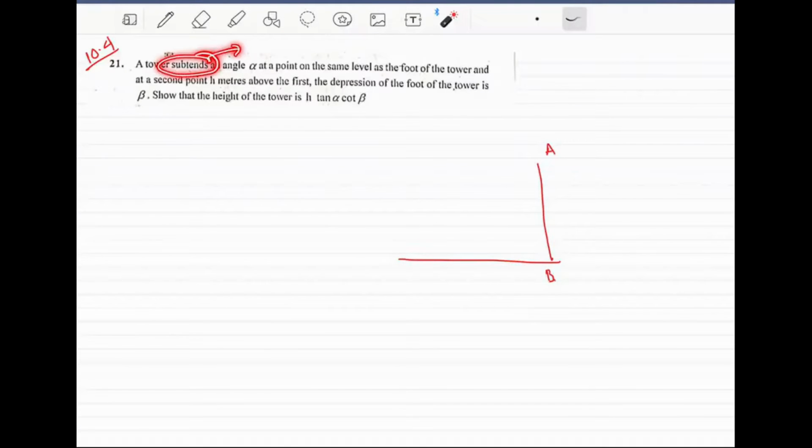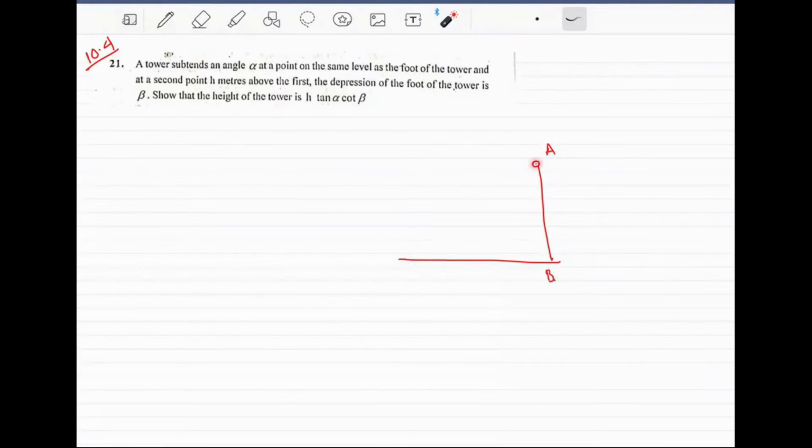Subtends is similar to angle of elevation. If you look up at the top of the tower, the angle of elevation is alpha at a point on the same level as the foot of the tower. Where is the foot of the tower? The foot of the tower is here at B. The same level as the foot of the tower is this level right here.